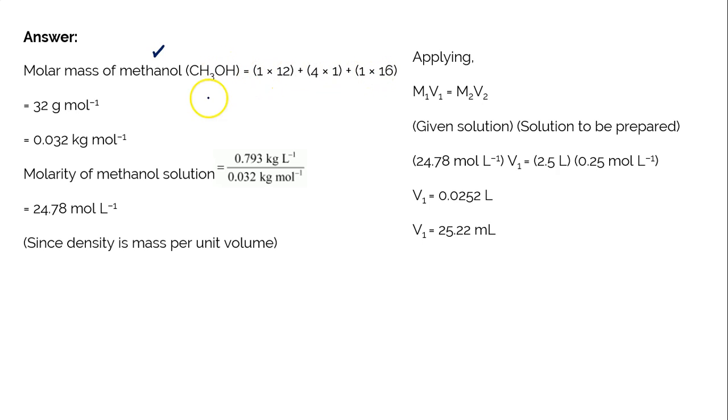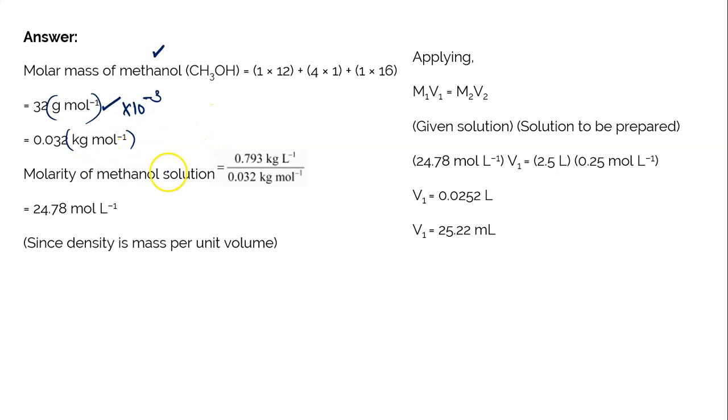Summing up all their atomic masses, its atomic mass comes out to be 32 grams per 1 mole. Now this 32 grams per mole is being converted into kilograms per mole. I'm converting grams into kilograms, which means I'm multiplying this with 10 power minus 3, which gives me 0.032 kg per mole. This is the molar mass of ethanol in kilograms.